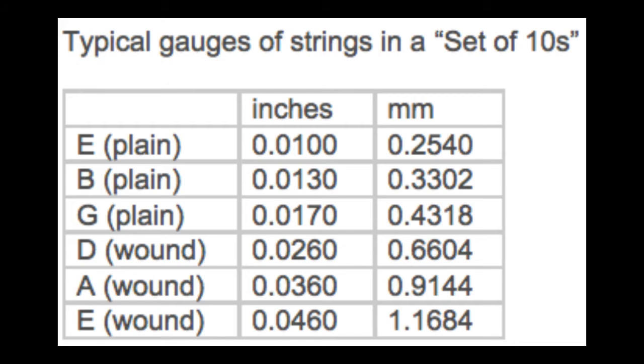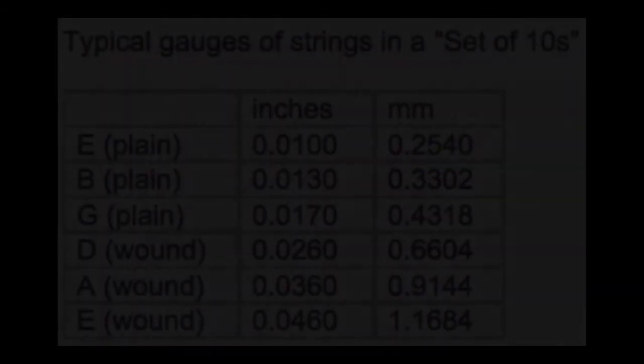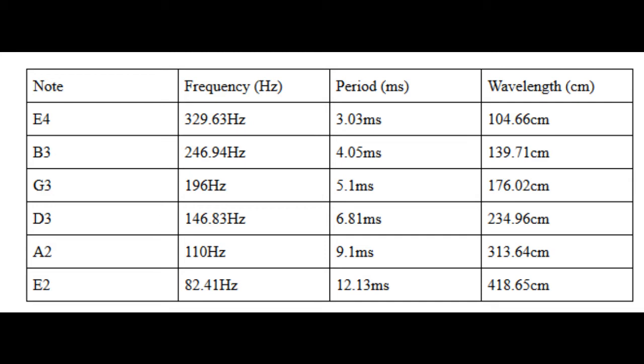The wound just means that the string has been wrapped to make it thinner, while the plain just means it hasn't. The open notes, or the notes that are played without pressing any frets on the strings, from highest to lowest pitch are as follows. E4, which is 329.63 Hz, B3, which is 246.94 Hz, G3, which is 196 Hz, D3, which is 146.83 Hz, A2, which is 110 Hz, and E2, which is 82.41 Hz.